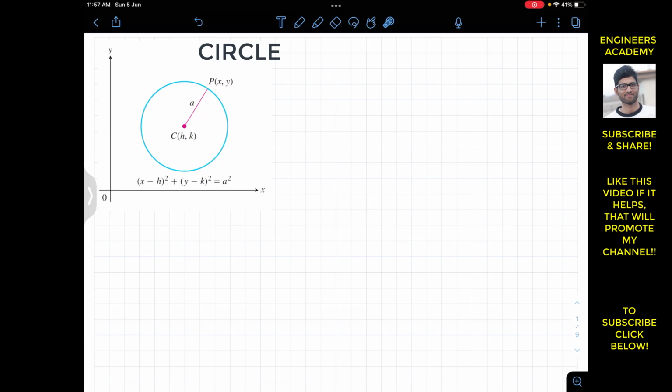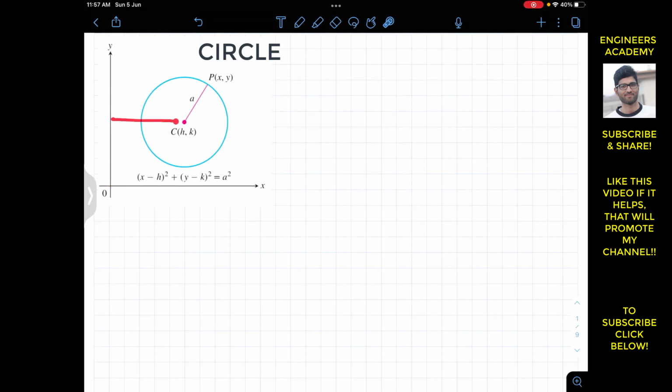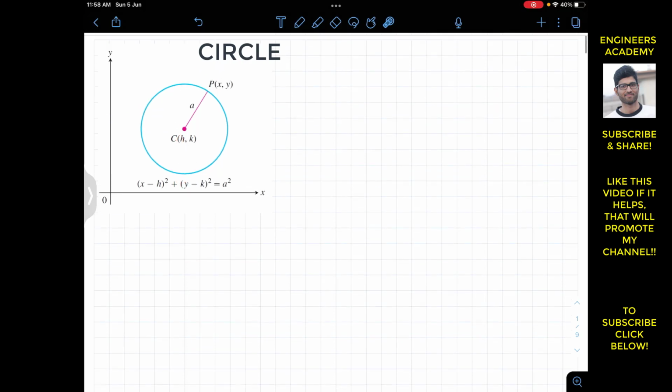So now let's say that the center of this circle is at some point from the origin, and the coordinates of this point from the origin are h along the x-axis and k along the y-axis. So this is k and this is h. And let's take an arbitrary point which has coordinates x, y. This is that arbitrary point, and from the origin it is at a distance of x along the x-axis, and at a distance of y along the y-axis.